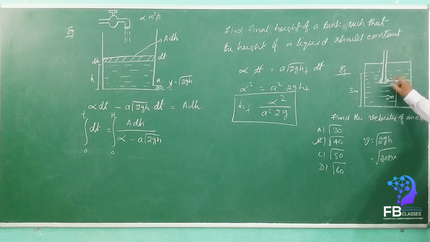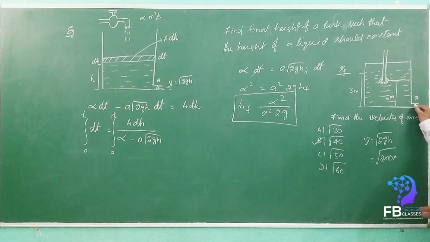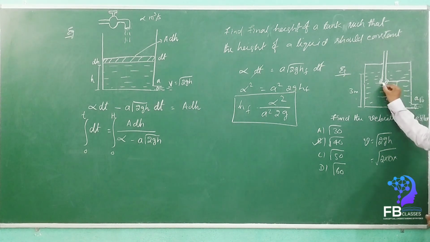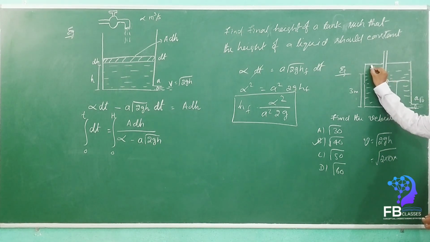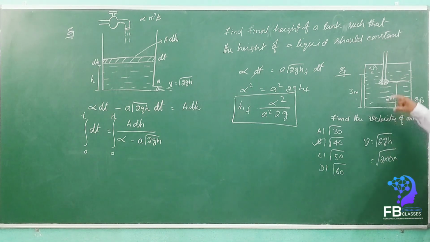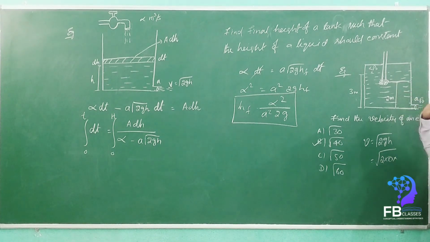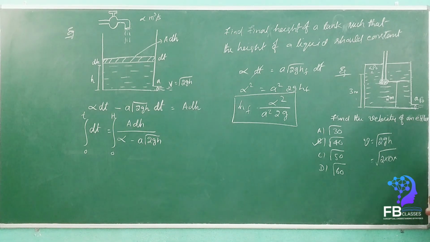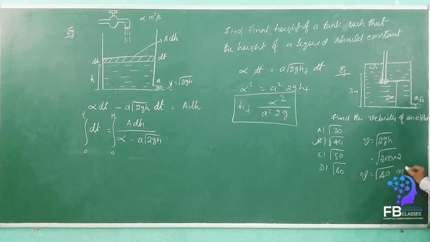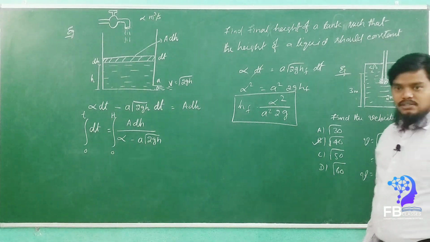Because of the atmospheric pressure, see here, when the water comes out, what is the atmospheric pressure here? P naught. Here is also P naught. But here it is less than P naught. Yes or no? So that means the water comes from the height of 2 meters, not from the 3 meters. So that means into 2. How much, my dears? Root 40 meter per second. That is the answer. Got it?